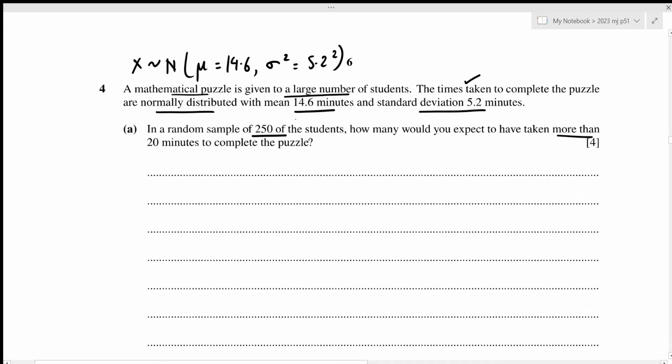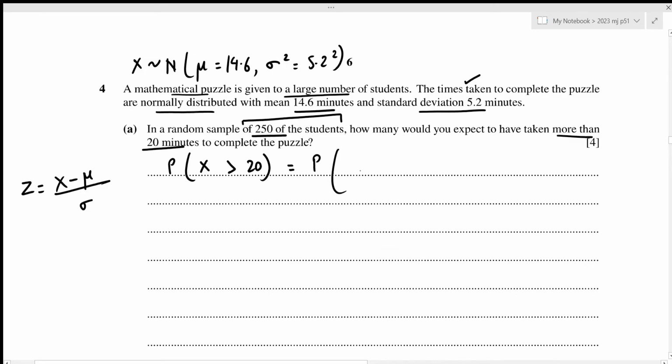Okay, so we can break this question into two different parts. The sample given of the number of students is first part, and the second part, probability that one student takes more than 20 minutes to complete the puzzle. Let us focus on the second part first. We can easily calculate the probability of x more than 20 minutes, right? And this is a normal distribution, so we always have to standardize it. And the standardization process is x minus mean divided by our standard deviation. So that is just going to be z is greater than 20 minus 14.6 divided by 5.2. So that will be probability of z greater than 1.038.